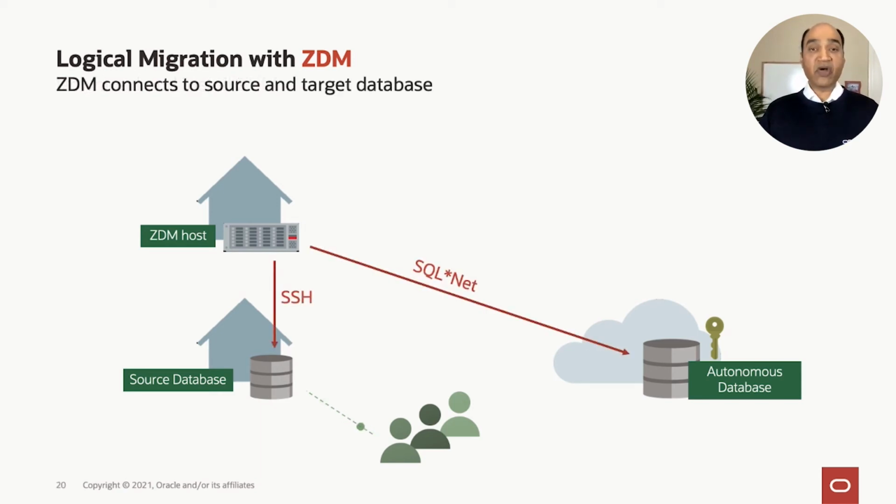Once you have ZDM running, it can establish a connection to both the source and the target, make an SSH connection to your source so that it can take the Data Pump exports. It can make a SQL connection to your autonomous target database.